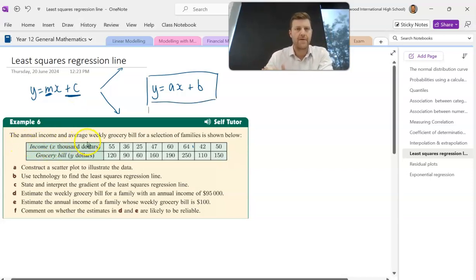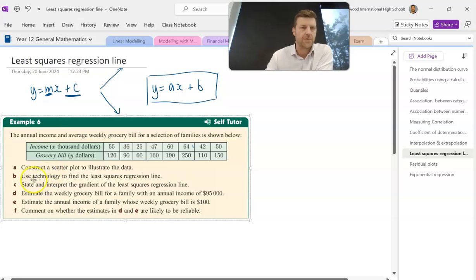The annual income and average weekly grocery bill for a selection of families is shown below. In our top row here, so our X or explanatory variable, we have the income of those families in thousands. So this 55 represents an income of 55,000. And in the second row here, or the Y values, the response variable, we have the weekly grocery bill in dollars. So for a family that has an income of 55,000, the average weekly grocery bill is $120.